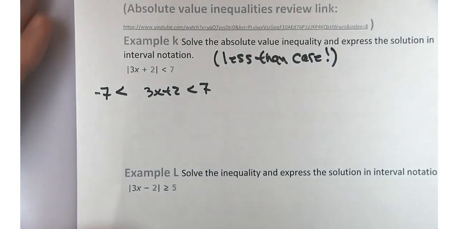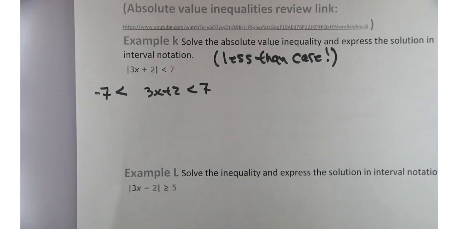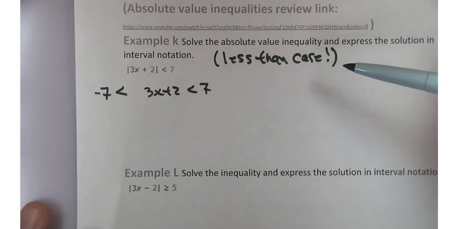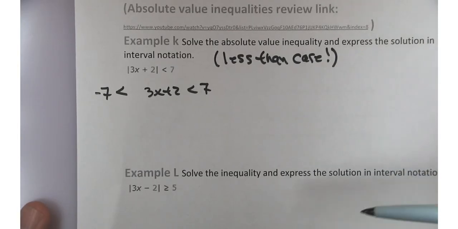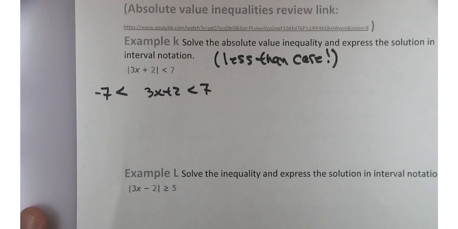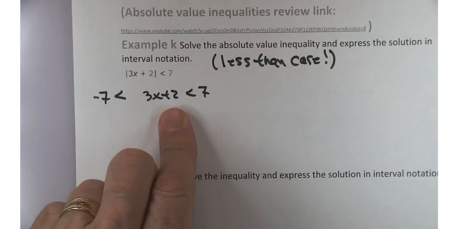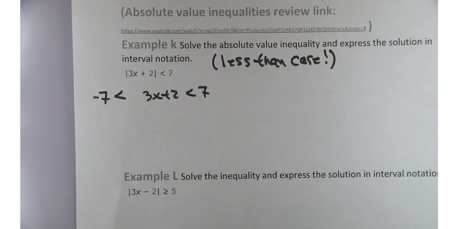So the price we have to pay for making this easier is that you have to keep this straight from what we're doing with the greater than case, because the greater than case and the less than case are going to be completely different. For the less than case, let's just solve this double inequality now. If it starts out as a double inequality, it's going to remain a double inequality.